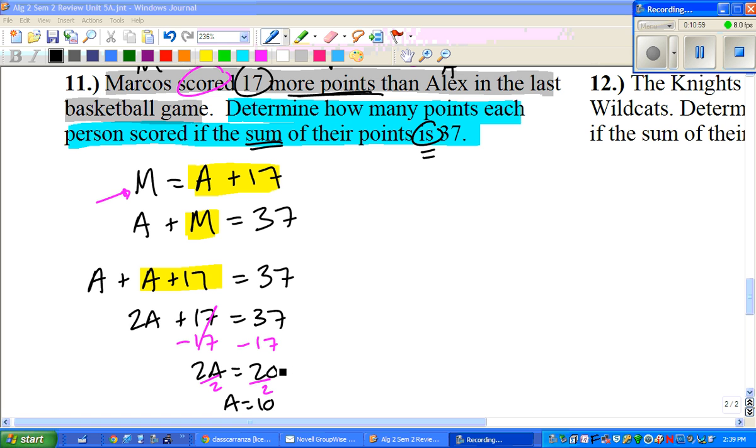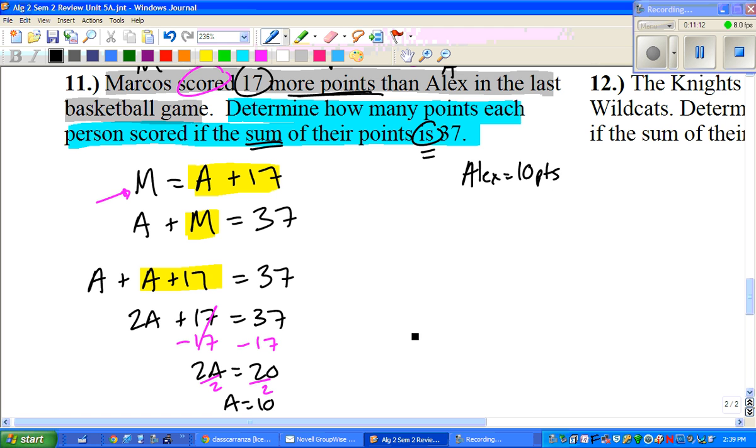Okay, so when you plug those two in, you combine your like terms, the two a's. 2a plus 17 equals 37. You subtract 17, divide by 2, and we get that Alex equals 10 points. Now, the only thing is we want to know both their points. So, you just take Marco equals 10 plus 17. So Marco equals 27. And then there's your answer.